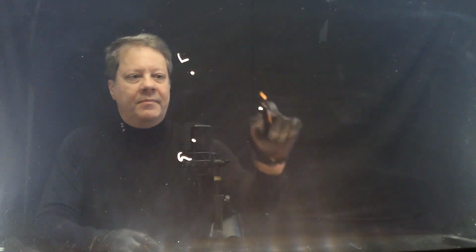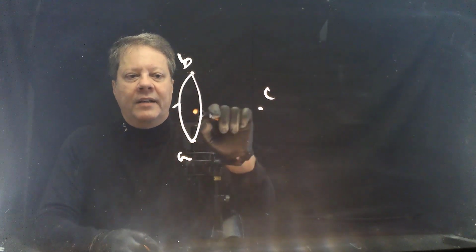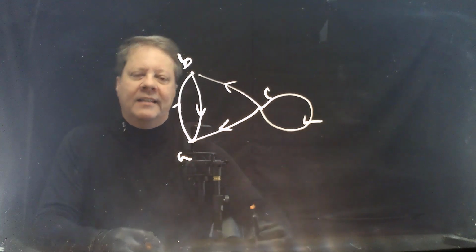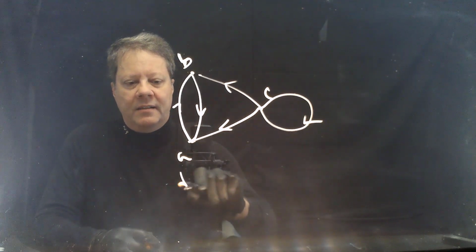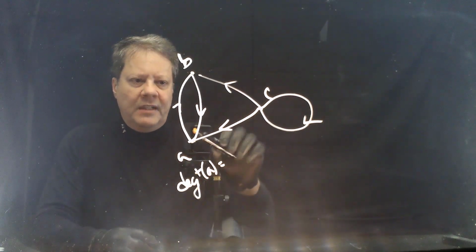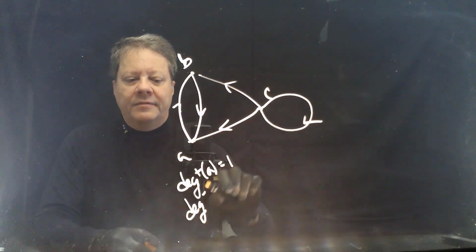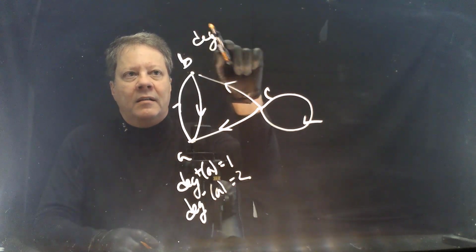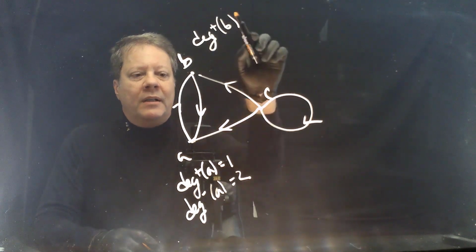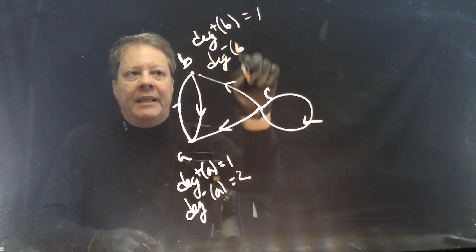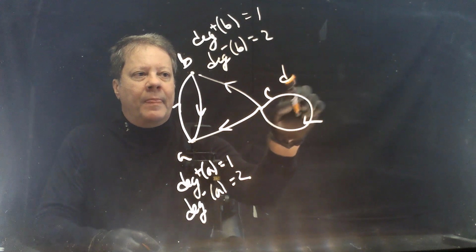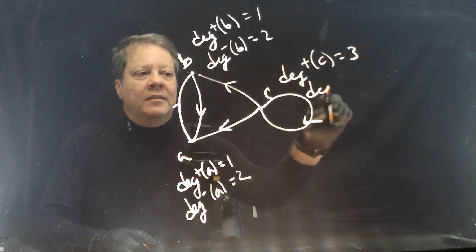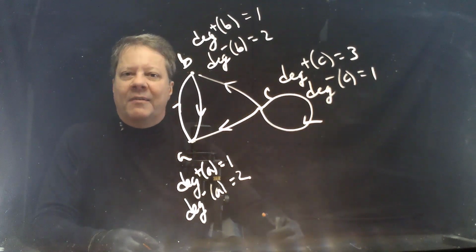Suppose we have A, B, and C, and here's a directed graph. Suppose that this goes here and this goes here, but we have a loop going around like this. So the out degree of A, the number going out, is 1, but the in degree of A, how many coming in? Well, we have 2 coming in. On B, the out degree is 1, and the in degree is 2. Now how about C? The out degree of C has 1, 2, and 3, but the in degree of C has 1 coming back.